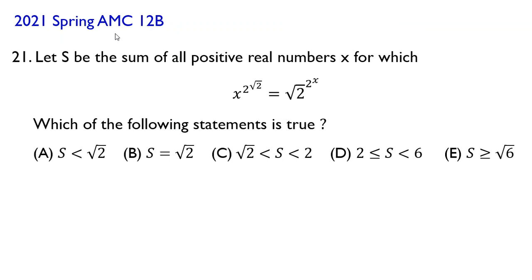2021 Spring AMC 12B for Olympiad in America. Problem number 21. Let S be the sum of all positive real numbers x for which x to the 2 to the root 2 equals the square root of 2 to the 2 to the x. Which of the following statements is true?